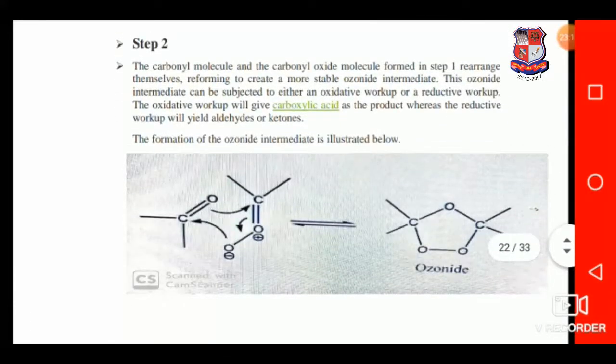In step 2, the carbonyl molecule and carbonyl oxide molecule formed in step 1 rearrange themselves, reforming to create a more stable ozonide intermediate.